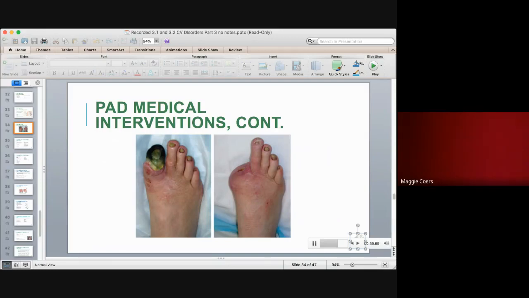So what we do in the case of gangrene and necrotic tissue death of extremities because of lack of blood flow, in an extreme case, is an amputation. So we would amputate the toe. With an amputation, they try to salvage as much of the tissue as possible.